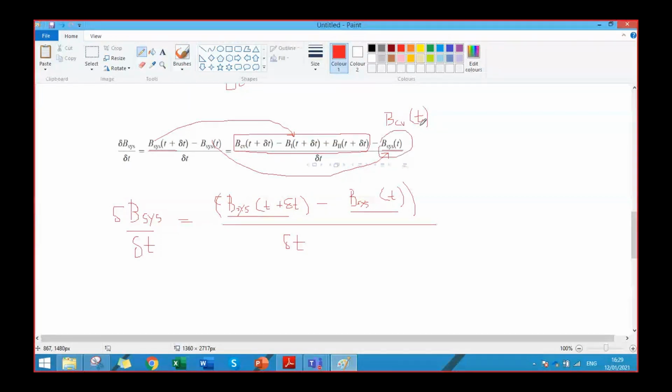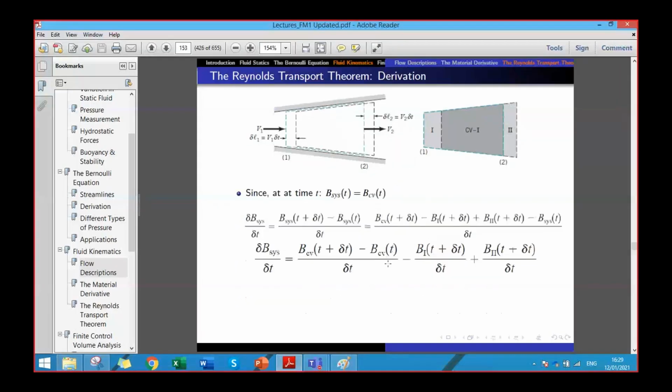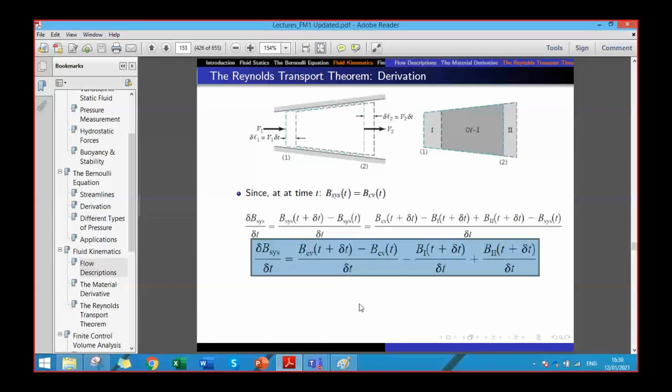Now we have just rearranged the equation. That is, we have combined the B control volume at T plus delta T term with the B control volume at time T, minus B1 at T plus delta T by delta T plus B2 at T plus delta T by delta T. Is this last form, which I have highlighted, clear? Yes, sir. It's just a rearrangement. Now, if you apply the limit delta T equals 0 on this, what will happen?